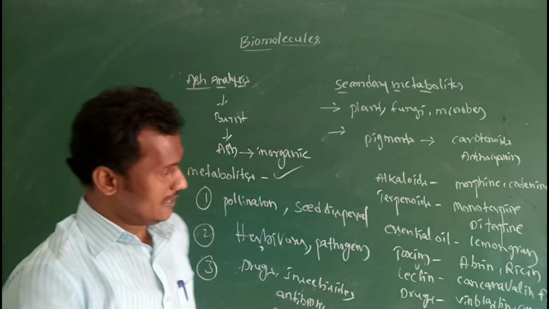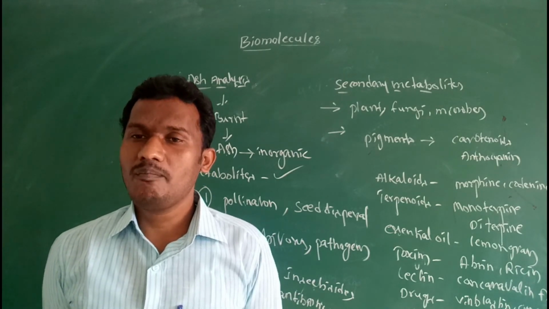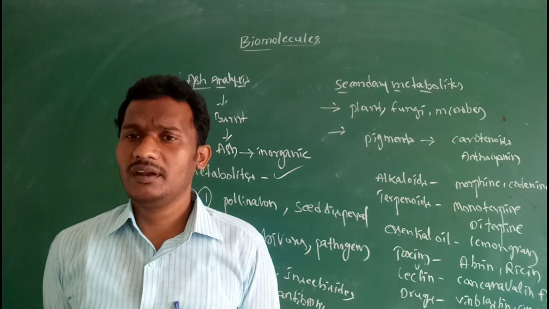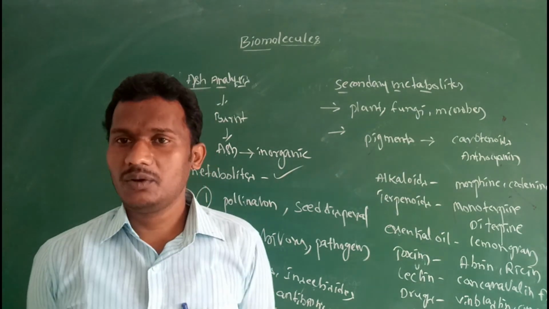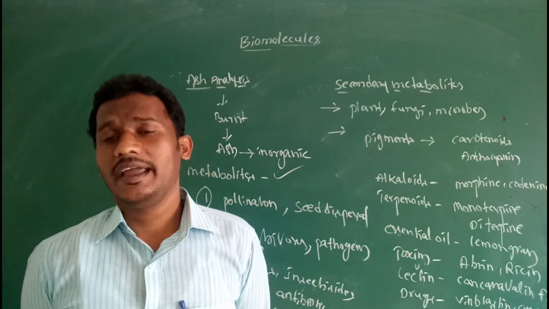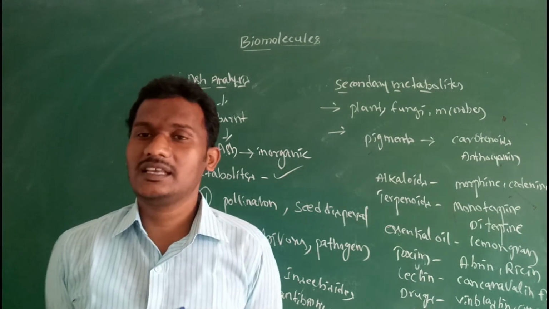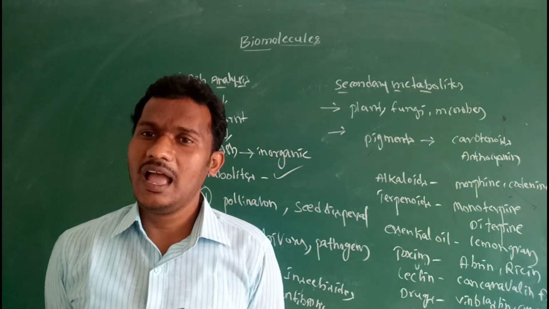So from the chemistry point of view, these compounds are classified as aldehydes, ketones, phenols, etc. From the biological point of view, they are classified as carbohydrates, proteins, lipids, nucleic acids, etc.